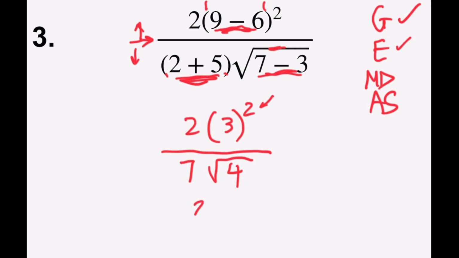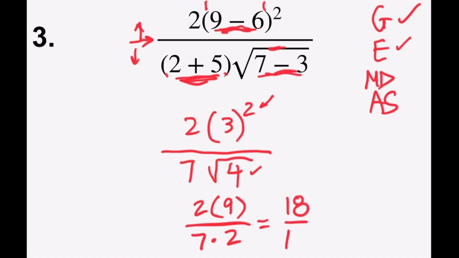So I would have 2 times 9 over 7 times, I can work the square root of 4 and get 2. 2 times 9 is 18, 7 times 2 is 14, and if I reduce this by 2 over 2, I will get 9/7.